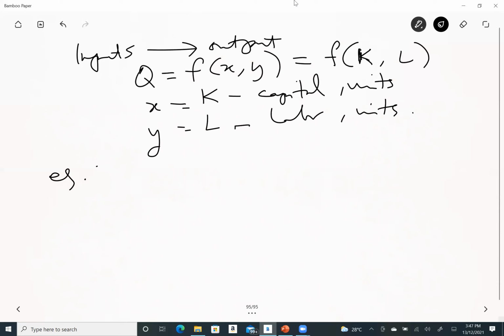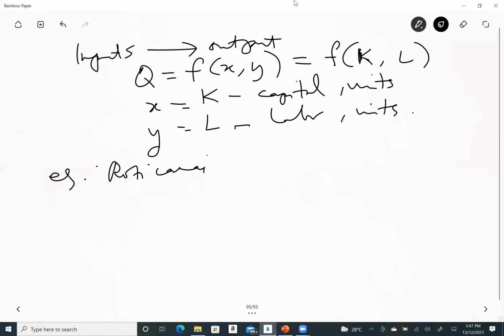What else? One example. Roti canai is a good example. So, example, roti canai.